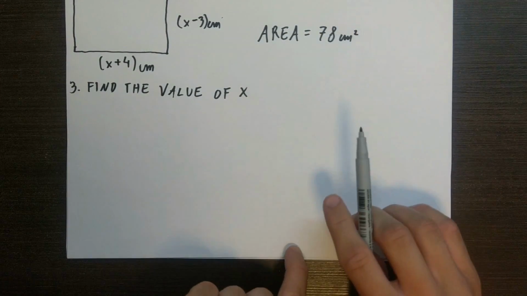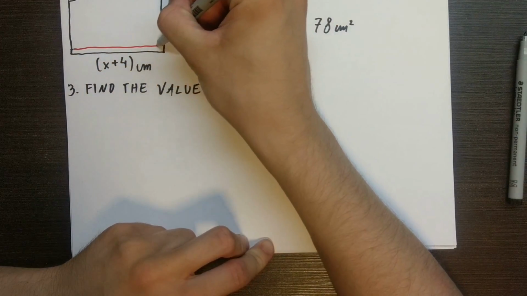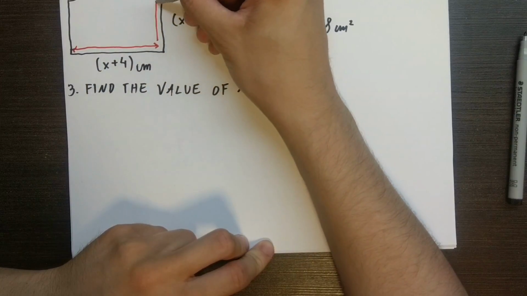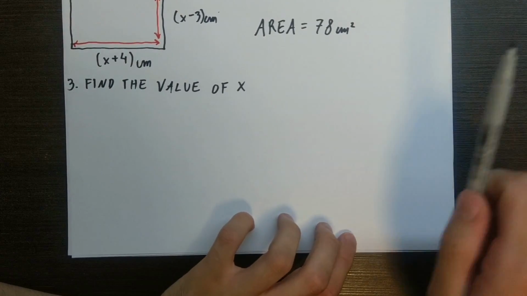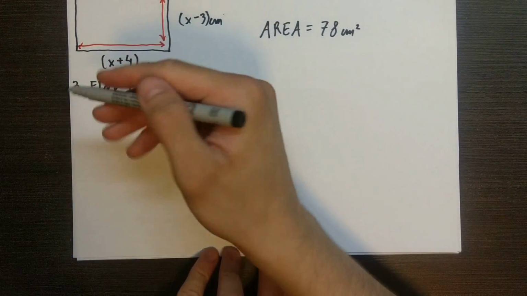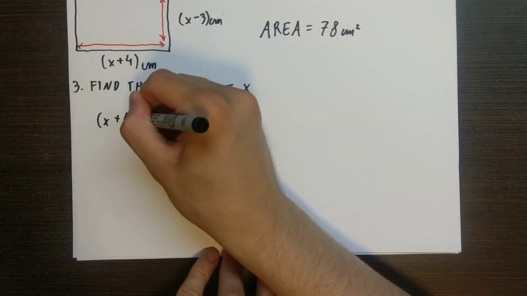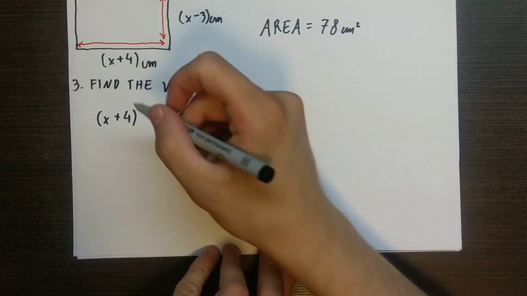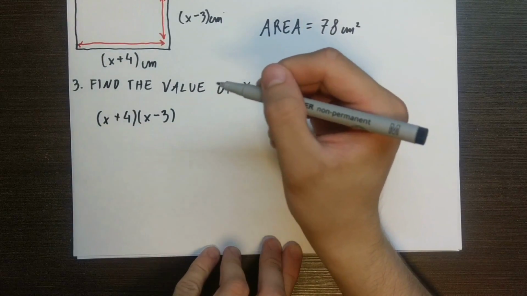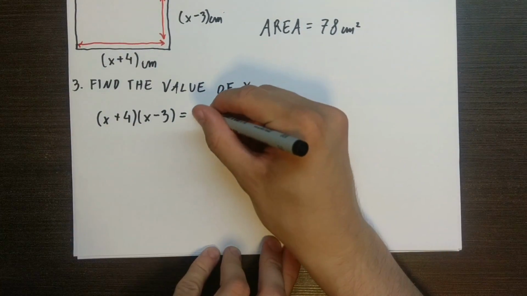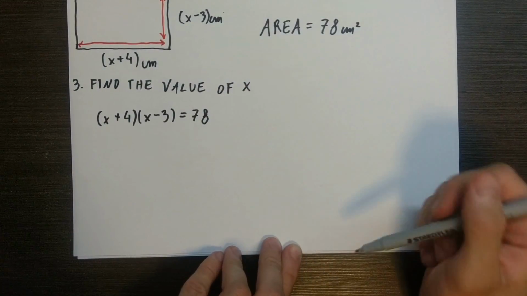So, as we know, the area of a rectangle is one side multiplied by the other side. So using this, we can put together an equation. The area of a rectangle will be, in this case, x plus 4 multiplied by x minus 3. And that will give us an area of 78. I'm leaving the units out here to keep this simple, but we will need to add them in the end.